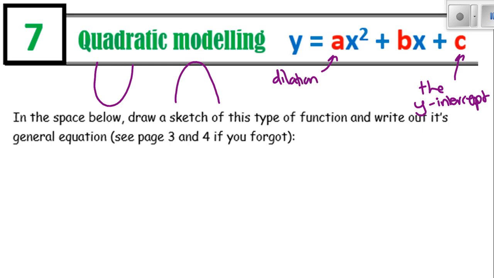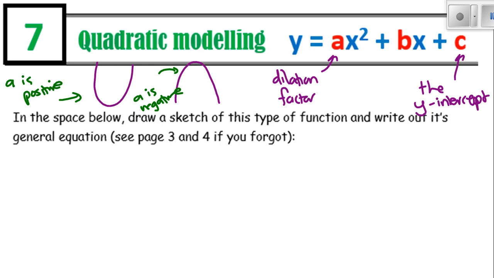Anyway, A and B, we call that the dilation factor. First of all, it tells you is it opening upwards or opening downwards. So if A is positive, it's opening upwards like this one. If A is negative, it's opening downwards like this one. You might hear me refer to it as a frowny or a smiley. If A is positive, it opens upwards. If A is negative, the graph opens downwards, so that's a frowny.